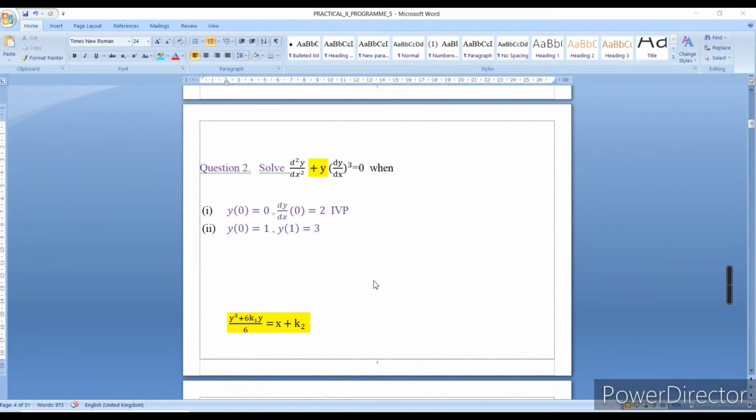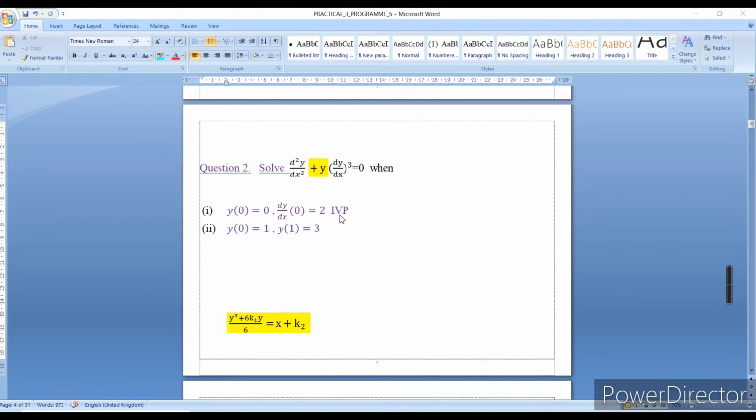To find the second order differential equation solution, I have taken an example: d square y by dx square plus y times (dy by dx) cube is equal to 0. It's a second order differential equation and it is a non-linear differential equation. Here y at 0 is given as 0 and the derivative of y at 0 is equal to 2.